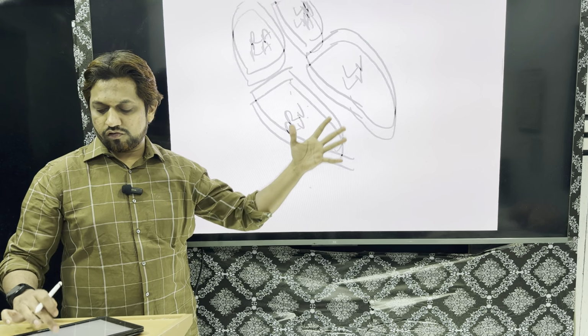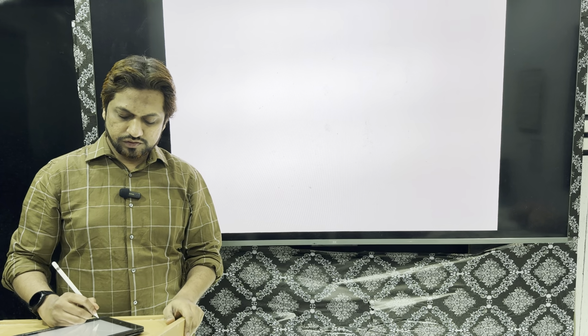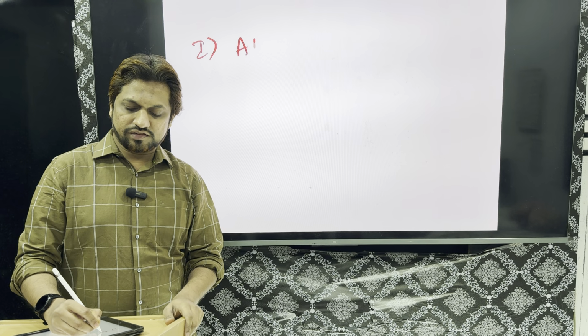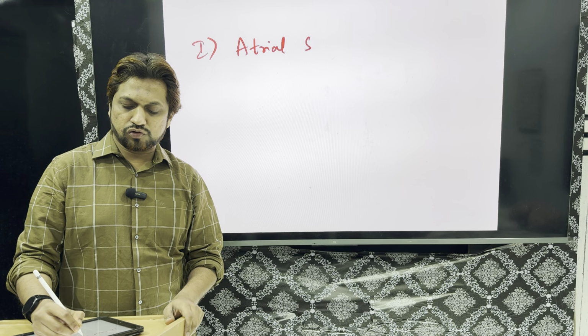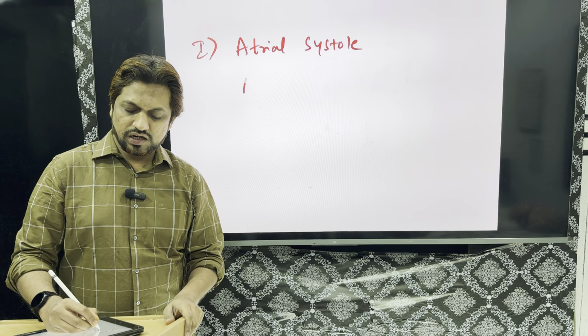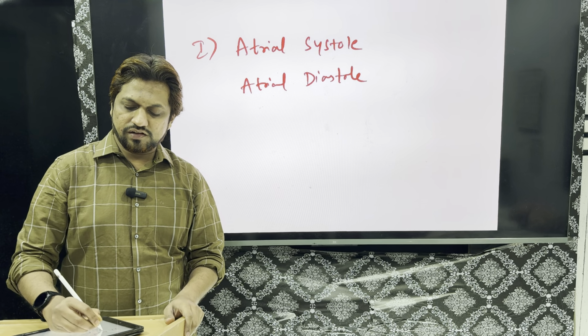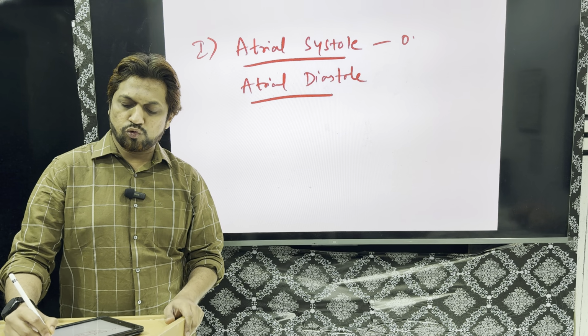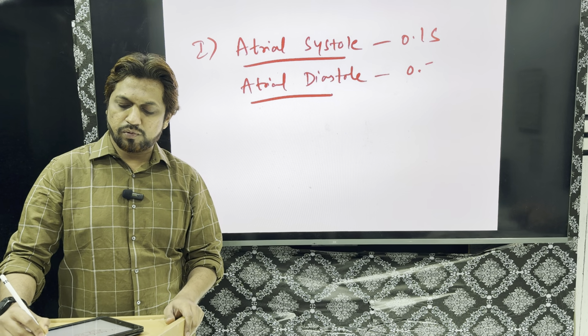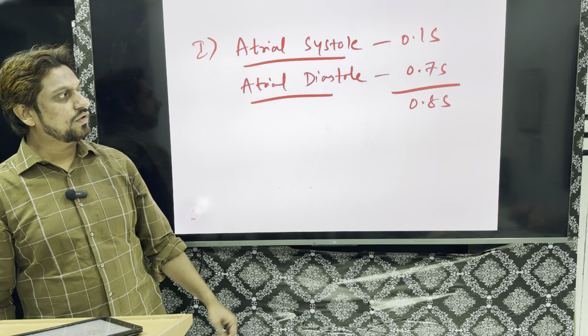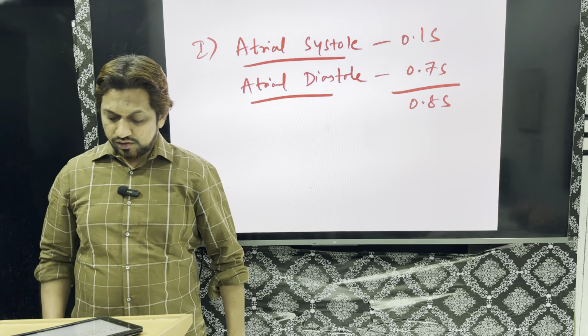Okay, so what are the phases of the cardiac cycle? The first one is the atrial cycle, that is, atrial systole and atrial diastole. Atrial systole is around 0.1 second and atrial diastole is around 0.7 second, totally 0.8 second.